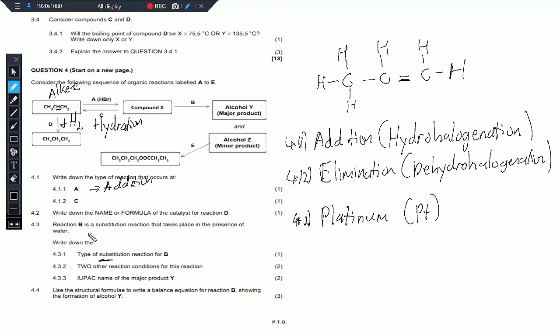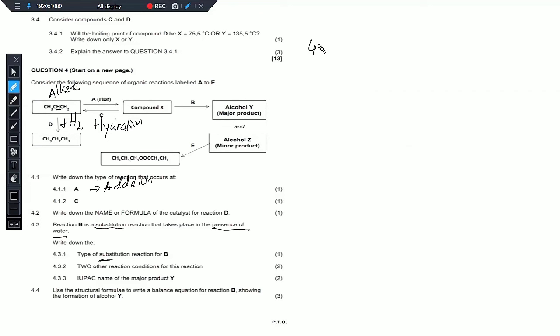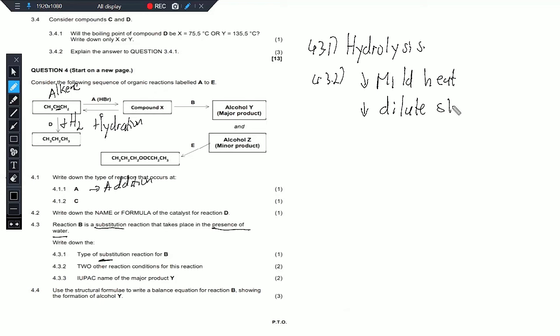Then 4.3 says reaction B is a substitution reaction that takes place in the presence of water. It is a substitution. Now we already know the type of substitution that takes place in the presence of water. There can only be one, the one that I always remind you of. And I did hint people on this one to say that they will always ask you about the hydrolysis reaction when it comes to substitution. So that one has to be hydrolysis. Right. Then 4.3.2. Two other reaction conditions for this reaction. Also, the reaction conditions, you need what? Mild heat, and dilute strong base. Dilute strong base. And then that's your dilute strong base can be in the form of sodium hydroxide, potassium hydroxide, or lithium hydroxide. You only need to say dilute strong base, right?